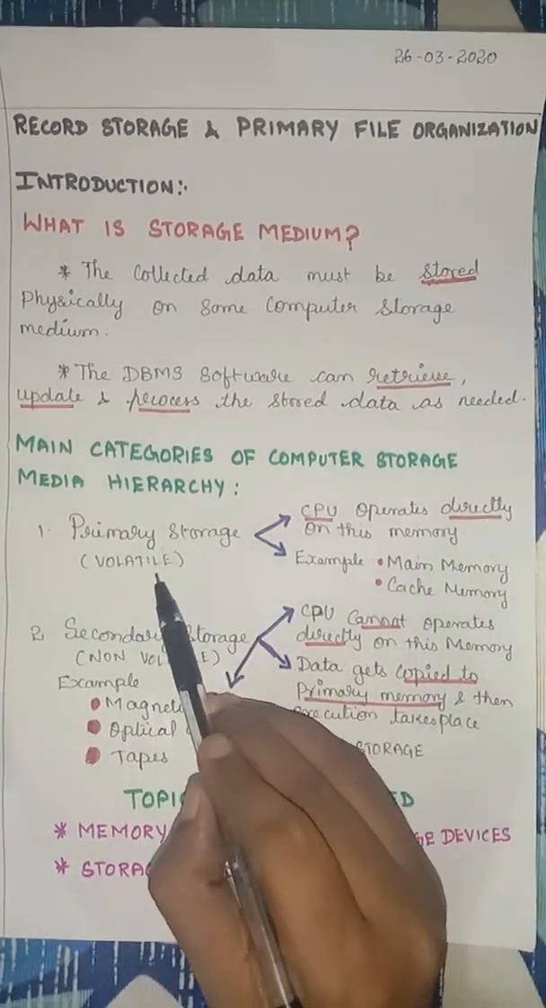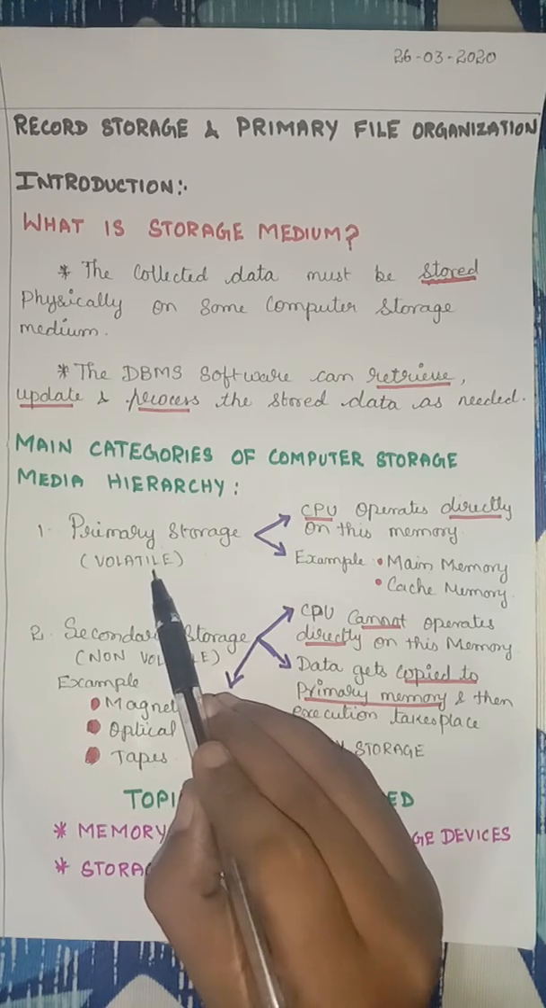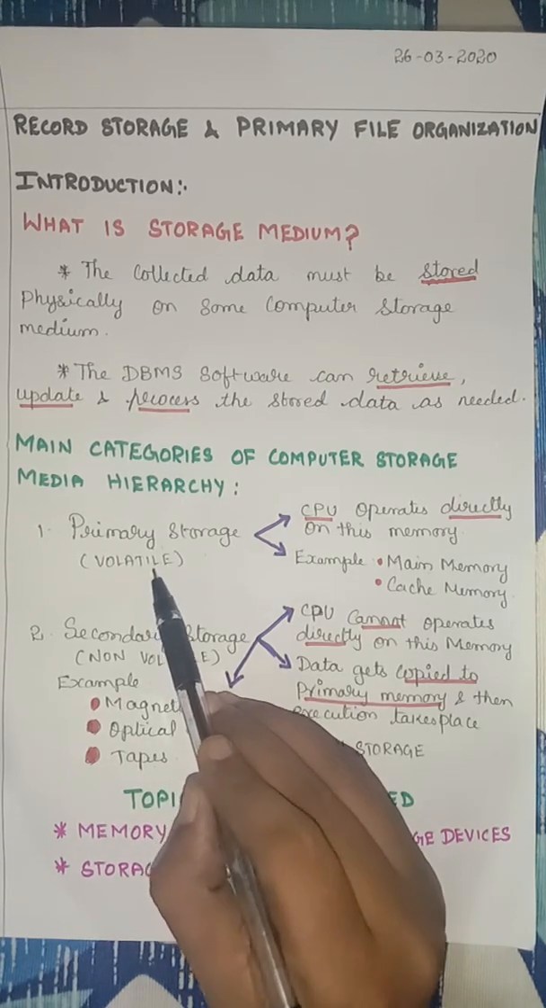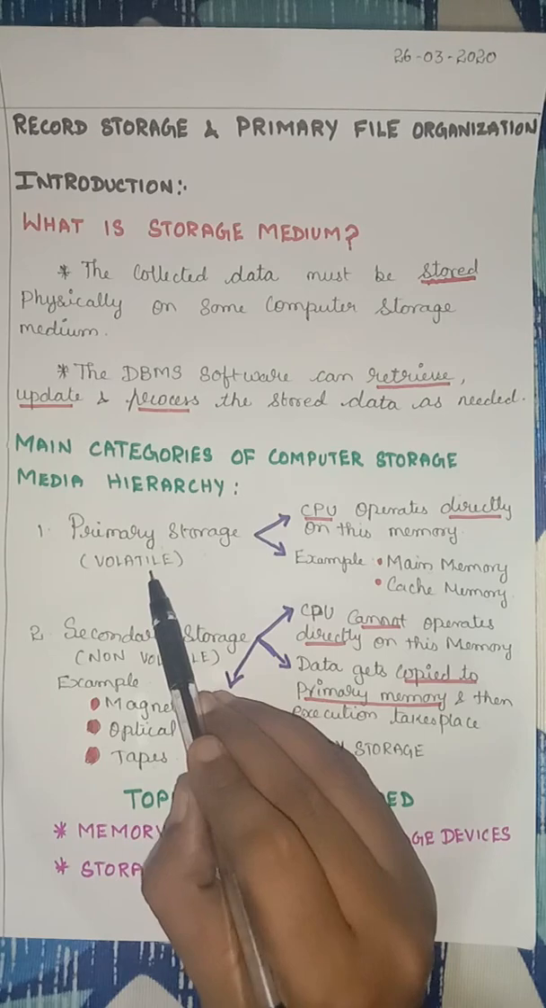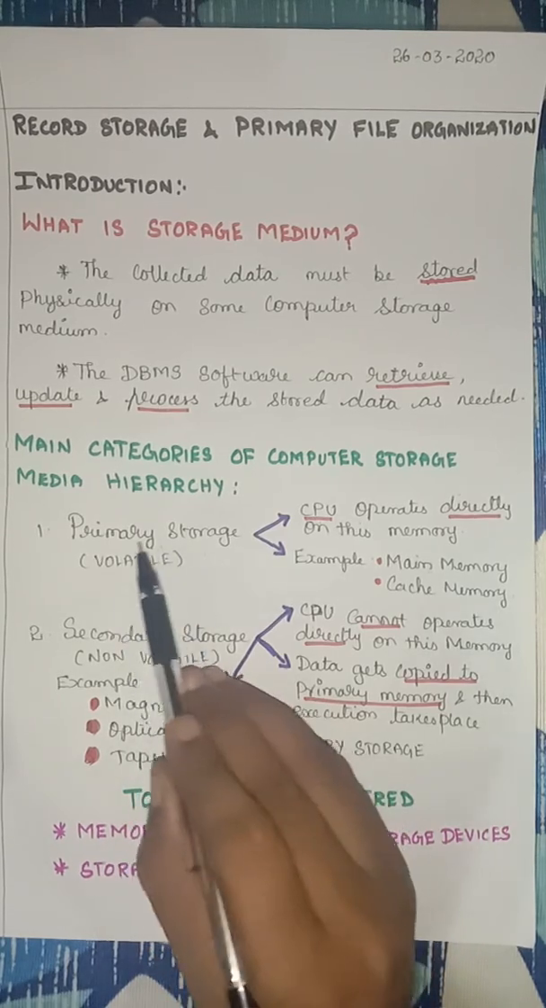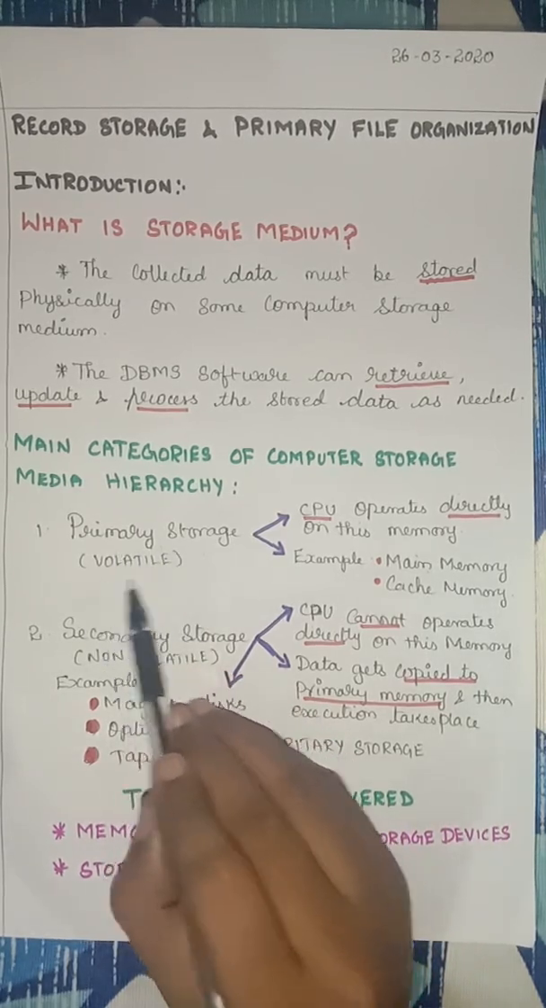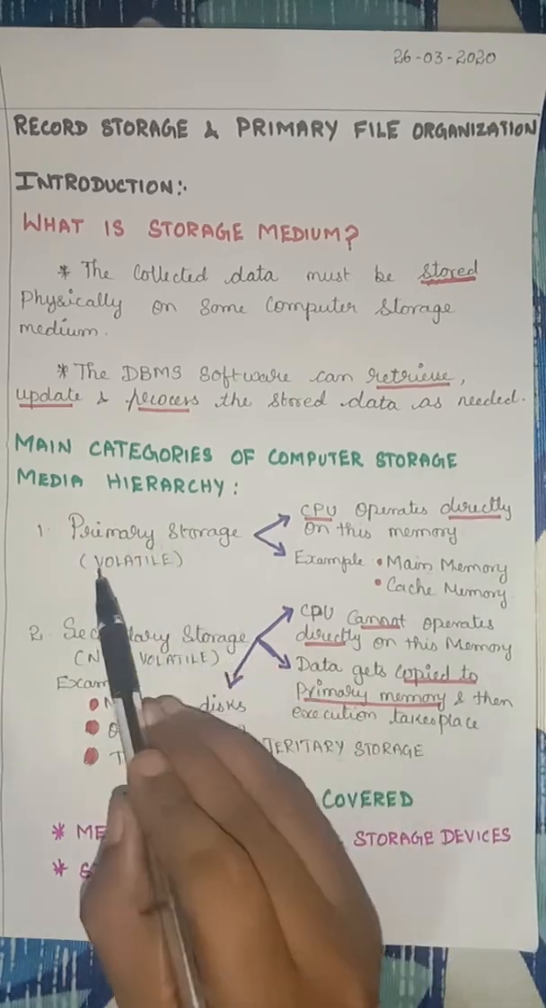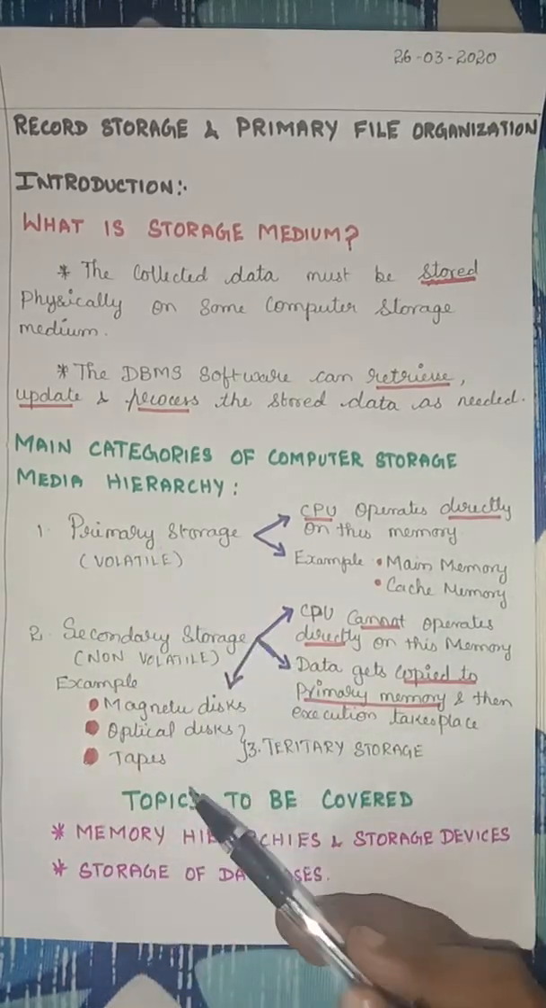And what is volatile? When the power gets shut down or off, during that time, the content in the memory gets lost. This is what is called volatile storage. Primary storage is volatile in nature.